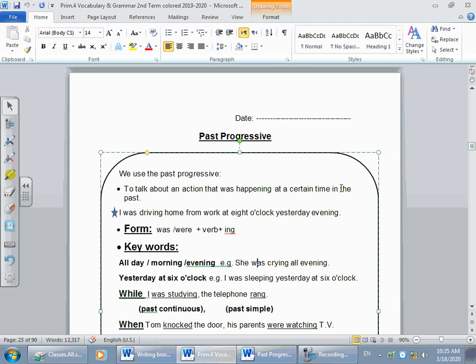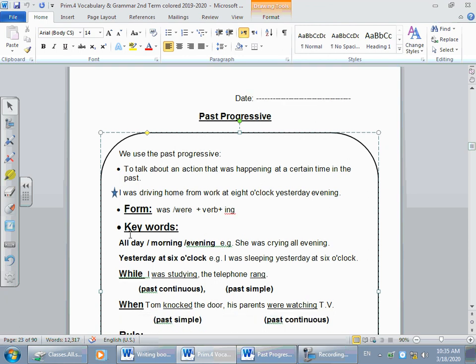What is the form of the past progressive? It's was or were plus verb plus ing, meaning that I should say she was driving home yesterday at 9 o'clock. She was driving. This is a past progressive verb. I'm sorry. Okay, so what are the keywords? The keywords are all day, all morning, all evening, the word all.